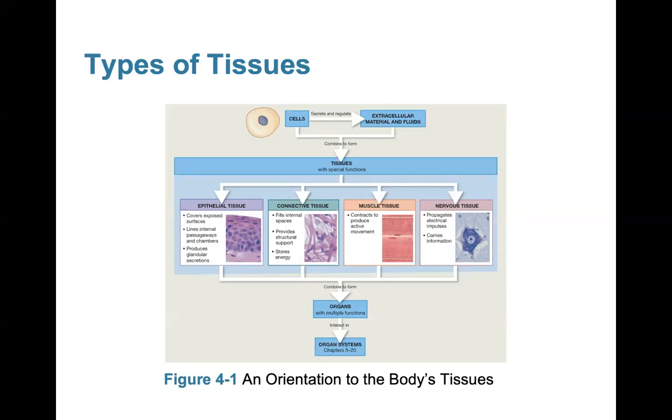Connective tissue tends to fill internal spaces. It also helps provide structural support. And it's also a great source of stored up energy, for example, adipose, which is fat. Muscle tissue will contract to produce active movement.